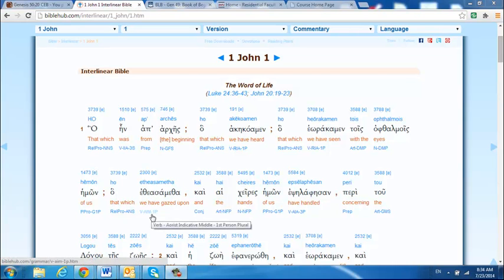What ho ethasametha, what we have beheld. Now, this is aorist, so he has just gone to the aorist here, and he simply is saying thereby that he saw it. It is middle, that's what that M means, but I don't know that there is any special meaning there. Sometimes the middle is just the way they used the word.